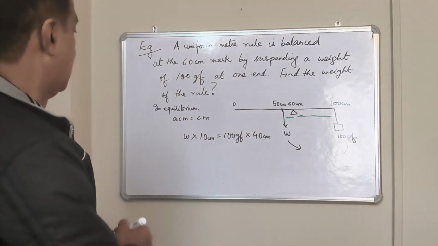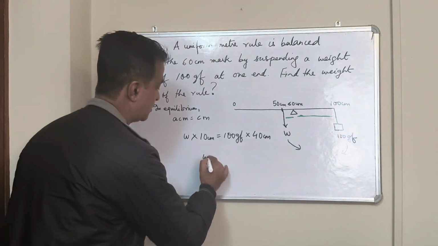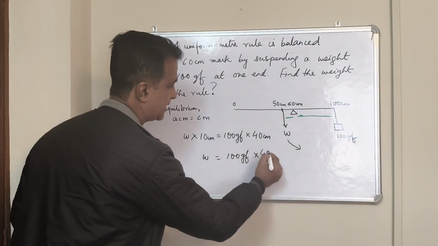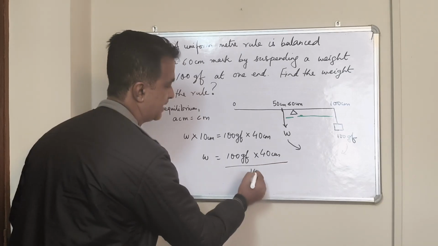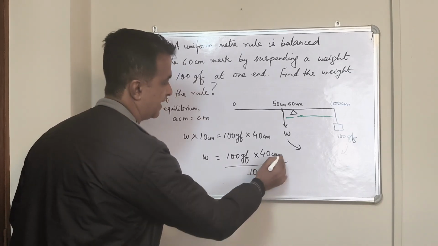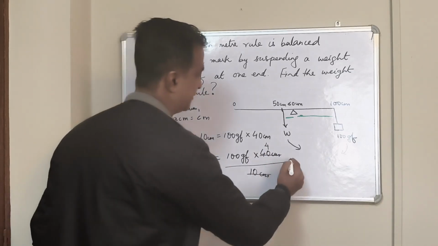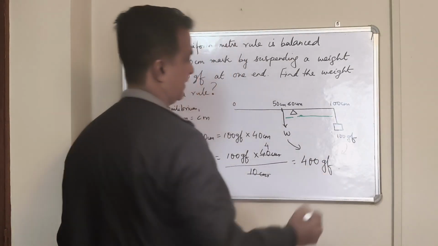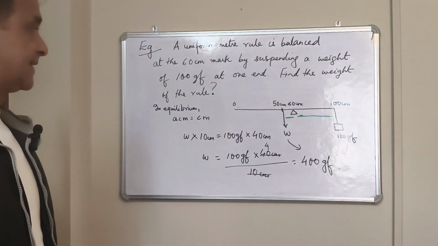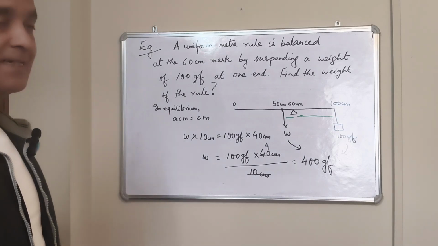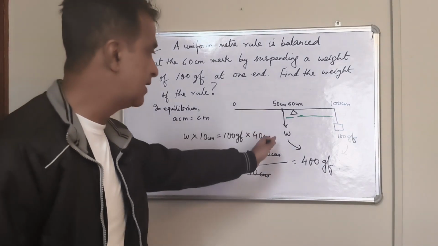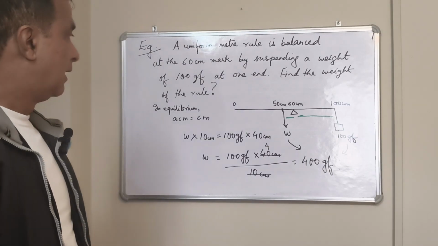So now we just find out what W is. So W becomes 100 GF multiplied by 40 centimeters divided by 10 centimeters. So 10 divides it 4 times, 4 into 100, we are getting an answer of 400 GF. So you can see in this particular question, since the meter rule was not balanced at its center of gravity, the weight of the ruler did come into play.